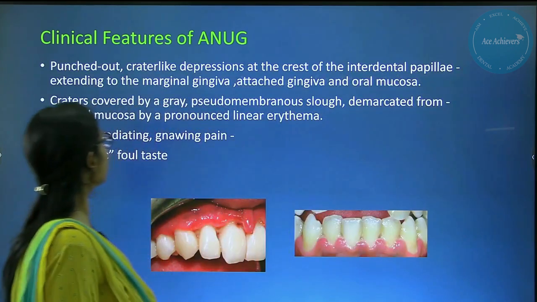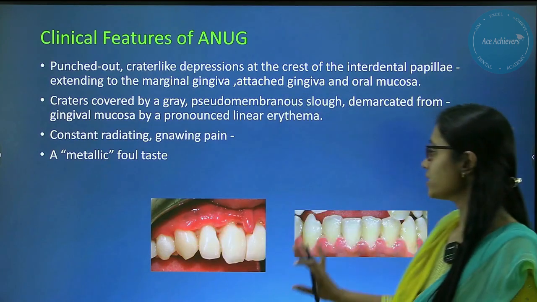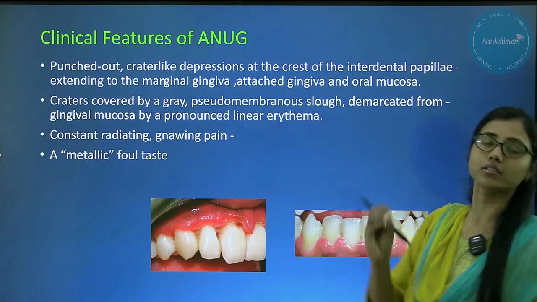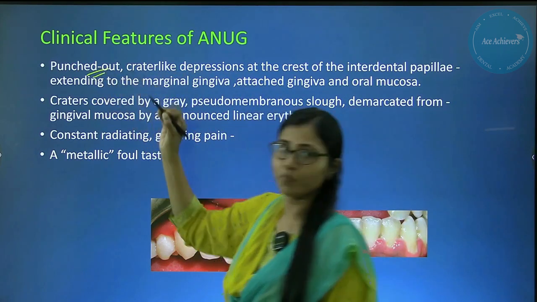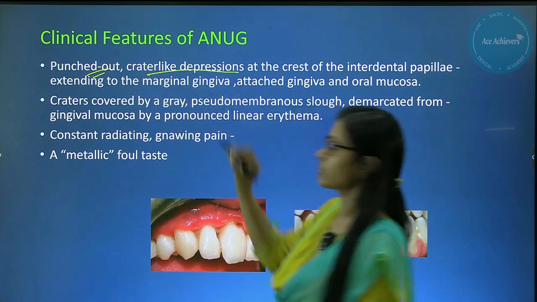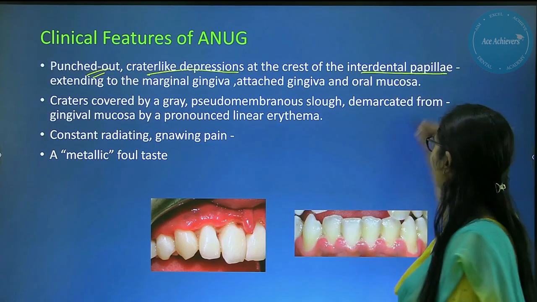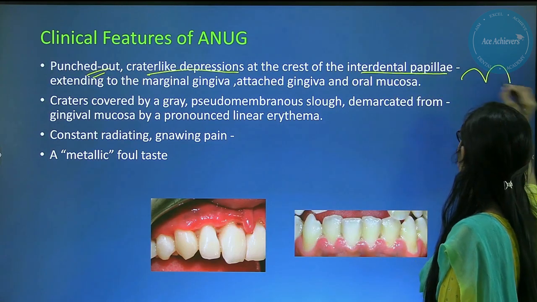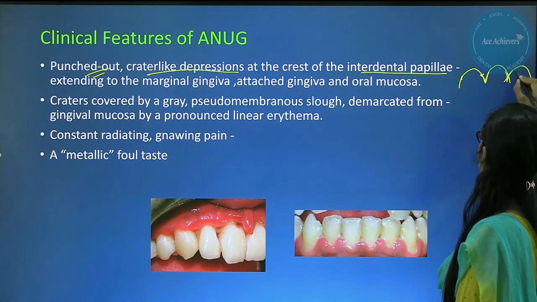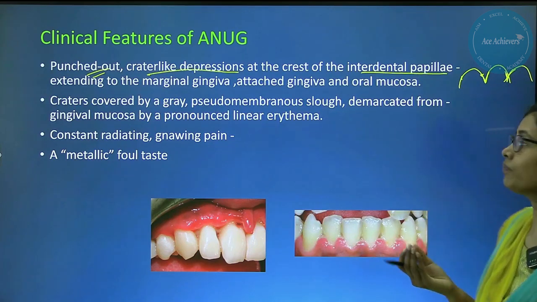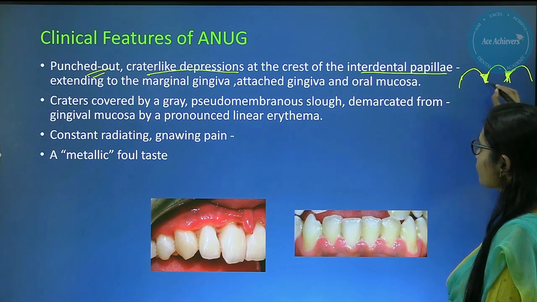Now when we see the clinical features of NUG, this is very important, okay. So you can see the picture. The most important clinical feature is a punched out or scooped out crater-like depression at the crest of the interdental papilla, okay. So when we see the marginal gingiva, it usually affects the papilla, which is going to have a crest, or a depression, or a punched out appearance in this area, okay.